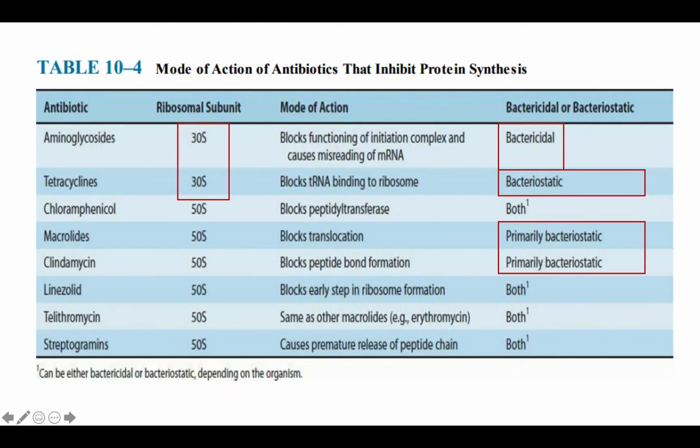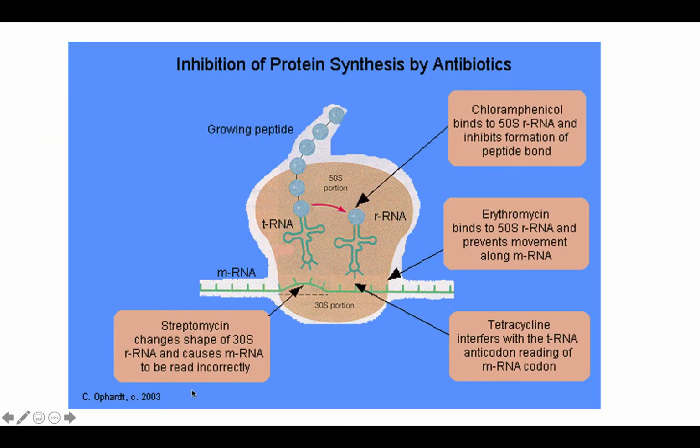هلا بنرجع لهاي. Aminoglycosides, the functioning, the initiation complex, it blocks this and causes misreading of the mRNA. Other important ones, linezolid, early step in ribosome formation. خلينا نروح هنا. So chloramphenicol here. So the formation of the peptidyl transferase bond.